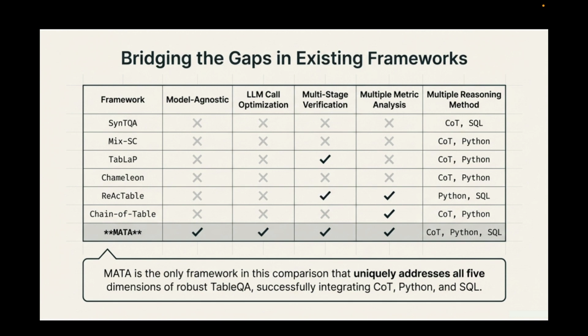According to this comparison, MATA is designed to bring several useful properties together in one framework. These include working across different model families, reducing unnecessary expensive calls, using multi stage verification, evaluating using multiple metrics, and combining several reasoning methods. So, this slide is basically saying that MATA is not just another reasoning method, it is meant to be a more complete and balanced framework for reliable table QA.